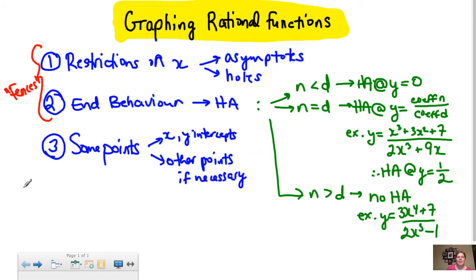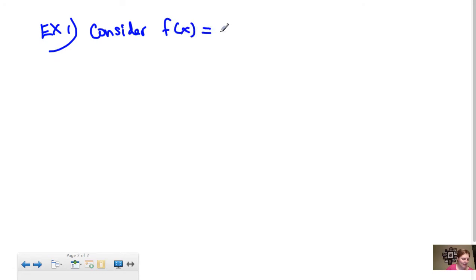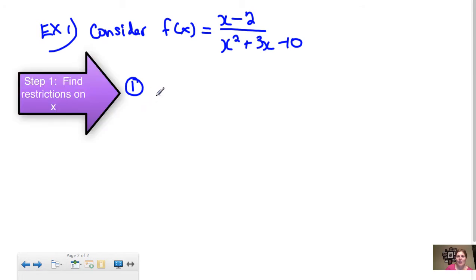Okay, so that's my plan. I want to find the restrictions on x, the end behavior, and some points if necessary. The function f of x is equal to x minus 2 over x squared plus 3x minus 10. That's what we're going to look for first, our restrictions on x. And in order to find the restrictions on x, I need to know what values of x would cause the denominator to equal 0. And so in order to do that, my first step is going to be to factor.